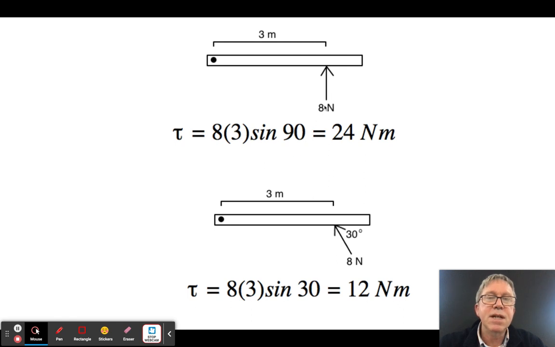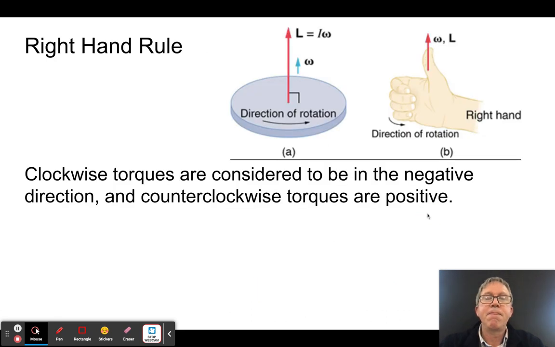But what if I took that same 8 newtons of force and applied it at an angle? Okay, so now I have 8 newtons of force applied 3 meters away from the axis of rotation at an angle of 30 degrees. Then when I take the sine of that angle and multiply, I get 12 newton meters.